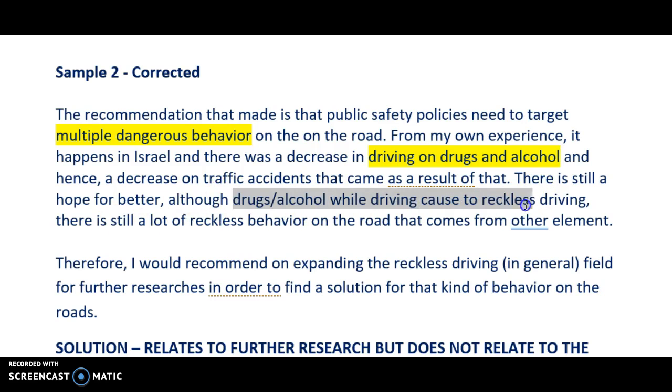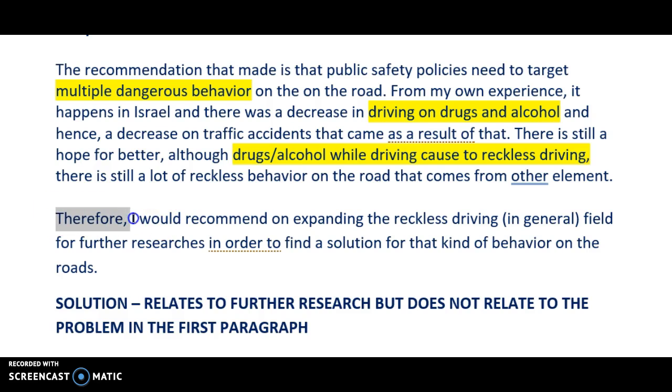Drugs and driving cause reckless driving. And then we have therefore. What does therefore tell us? Therefore tells us a result. And here I would recommend, what does that tell us? That tells us a solution. Expanding the reckless driving field for further research in order to find a solution. So basically what did you do? What was done here was that a solution was related to, but not to the problem mentioned here, but a need for further research.